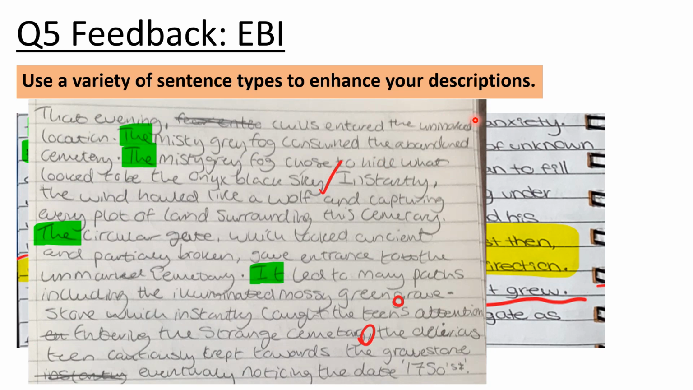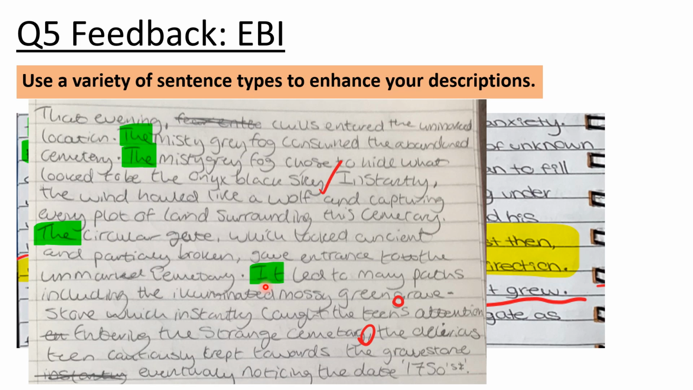Same with this response. That evening, chills entered the unmarked location. The misty grey fog consumed the abandoned cemetery. The misty grey fog chose to hide what looked to be the onyx black sky. Instantly, the wind howled like a wolf and capturing every plot of land surrounding the cemetery. The circular gate, which looked ancient and particularly broken, gave entrance to the unmarked cemetery. It led to many paths, including the illuminated mossy green grave stone, which instantly caught the teen's attention. Entering the changed cemetery, the delirious teen cautiously crept towards the gravestone, eventually noticing the date, 1750s. And again, we have a lot of the, and it.